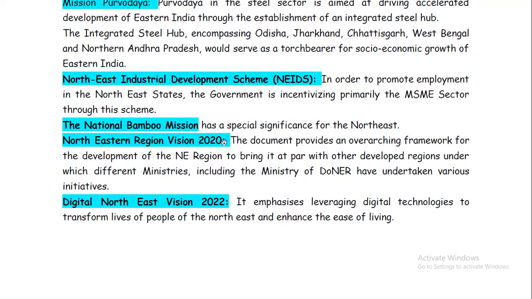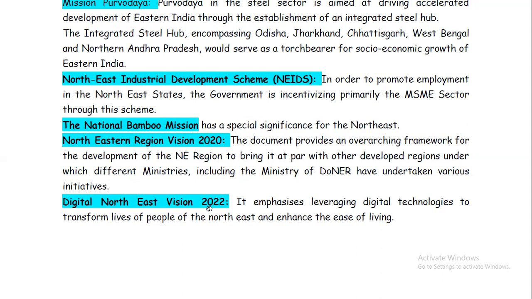The Northeastern Region Vision 2020 is very important. This provides an overarching framework for the development of the Northeastern region to bring it at par with the other development regions under different ministries, including the Ministry of DoNER. DoNER had already undertaken various initiatives to focus on the development of the Northeastern region by considering other developed regions. Means this development should be at par with the other developed regions of India. That is the main aim of Northeastern Region Vision 2020.